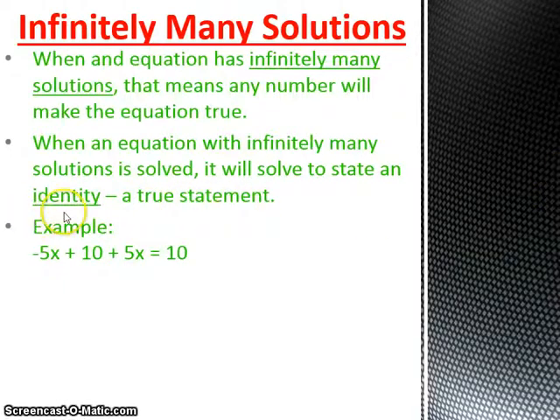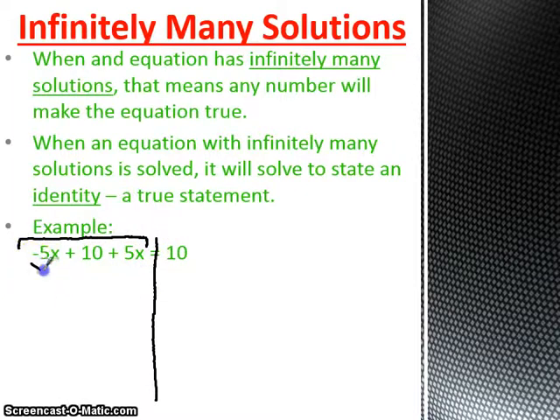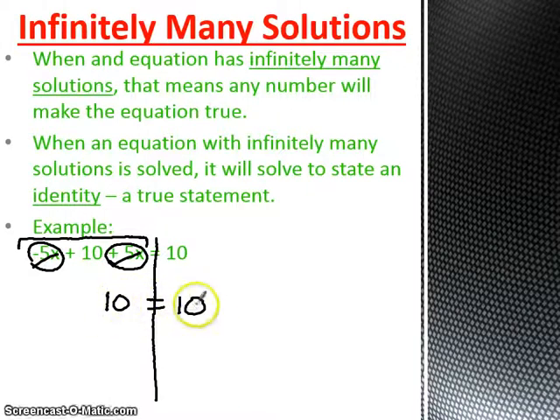And here's an example. If we draw a line down the middle, we can see that this left side has like terms. Negative 5x plus 5x makes 0. If you owe 5 and you have 5, you have nothing left. That leaves us with 10 equals 10. Is 10 equal to 10? Yeah, that's a true statement.